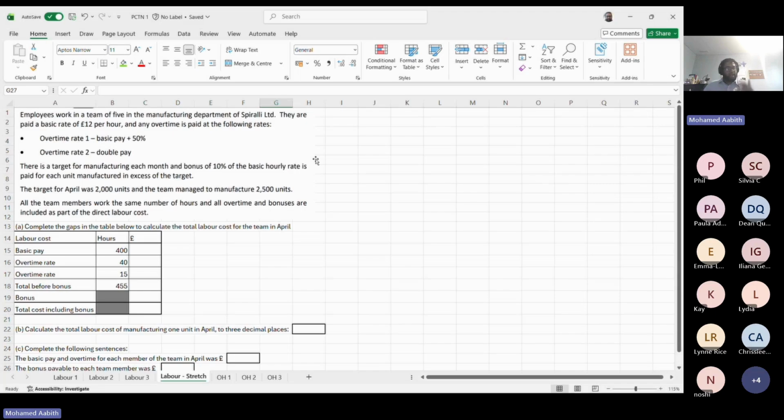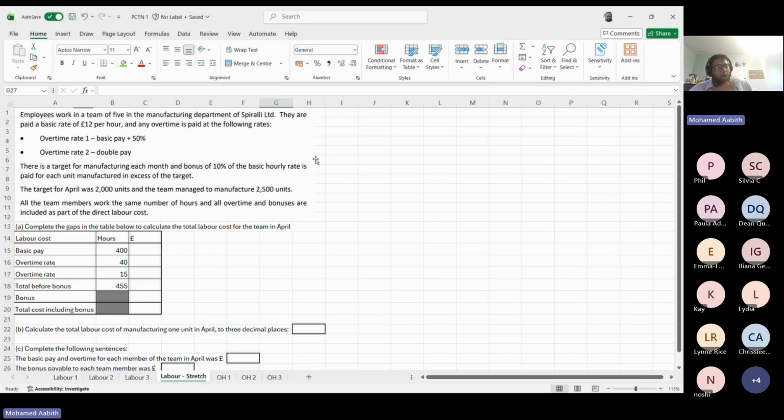So they're asking you here, there is a target for manufacturing each month, and the bonus of 10% of the basic hourly rate is paid for each unit produced in excess of the target. So that means 10% of your basic hourly rate is £1.20 for 1 unit. That will be the bonus they're going to pay you. So if you do 10, you'll get £12 bonus, but that is for the whole department. So here they're saying the target for the April is 2,000 units, and the team managed to exceed it by another 500 more by producing 2,500 units.